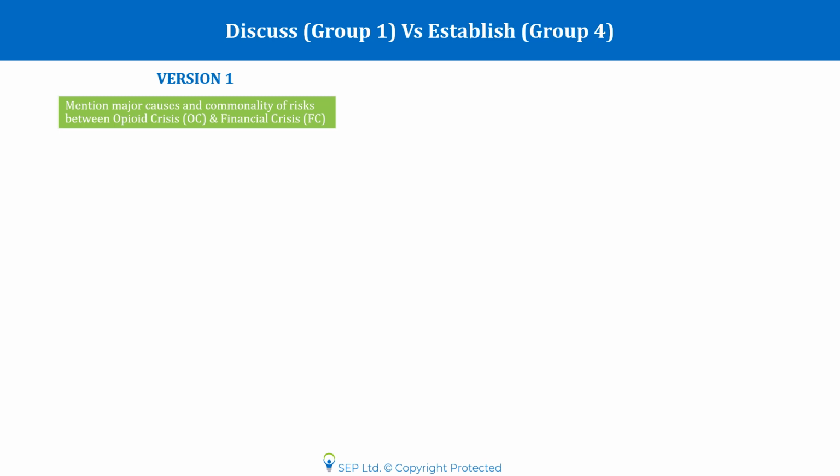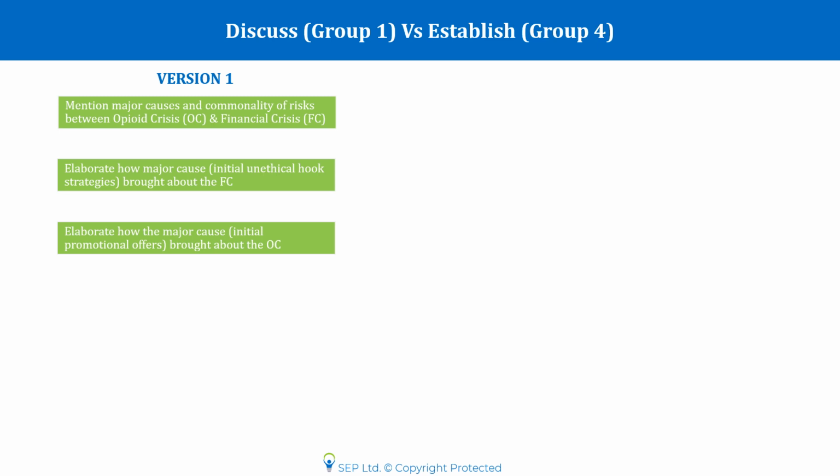In version 1, the first paragraph is talking about the major causes behind two crises, that is the opioid crisis and the financial crisis, and what was common behind the major causes in those two crisis situations. In the second paragraph, the author gives a detailed explanation about the major cause behind the financial crisis. That is, the initial unethical hook strategies, how they brought about the financial crisis. In the third paragraph, the author elaborates upon the major cause behind the opioid crisis. That is, the initial promotional offers, how they brought about the opioid crisis.